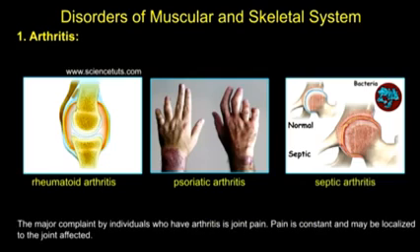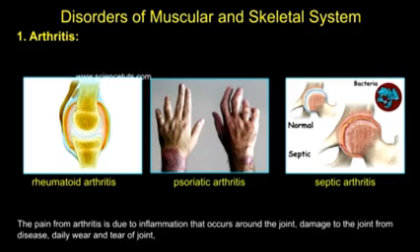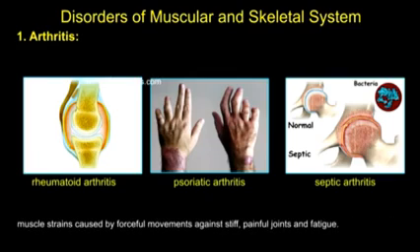The major complaint by individuals who have arthritis is joint pain. Pain is constant and may be localized to the joint affected. The pain from arthritis is due to inflammation around the joint, damage to the joint from disease, daily wear and tear of the joint, muscle strains caused by forceful movements against stiff, painful joints, and fatigue.